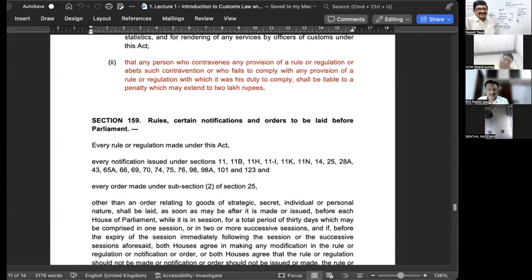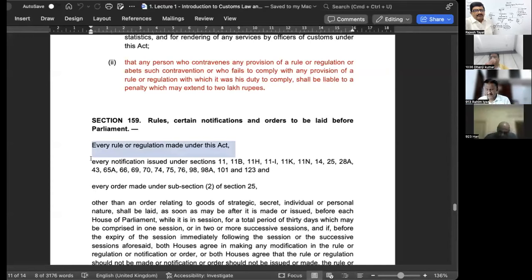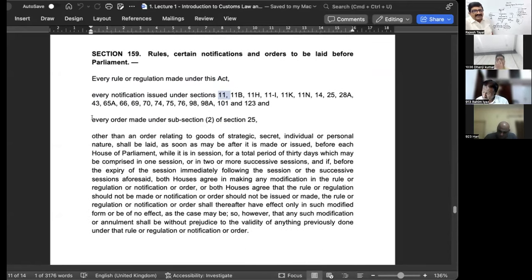Yes, now see the section. Yeah, that is exemption. This is every rule and regulation, right? Yes. Then every notification issued under section 11, this example I gave you, section 7 is not mentioned herein. Okay, all important places are appointed by the board under section 7. Okay, but that notification doesn't go to parliament. Section 11, it will go to parliament. Then this is order, every order under section. So order is only under section 25, subsection 2. Any other order will not go to parliament.